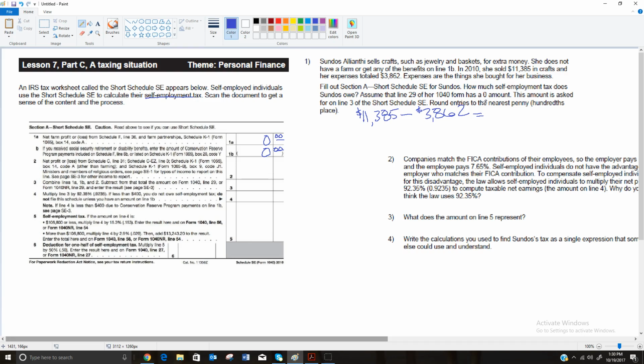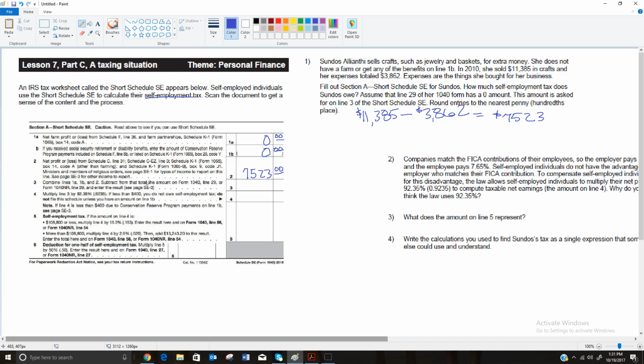So if we take $11,385 and we subtract $3,862, that comes out to be $7,523. And that's the amount that we're going to enter here. Oops, I moved that over a little bit, or I'm not going to fit it in there. $7,523.